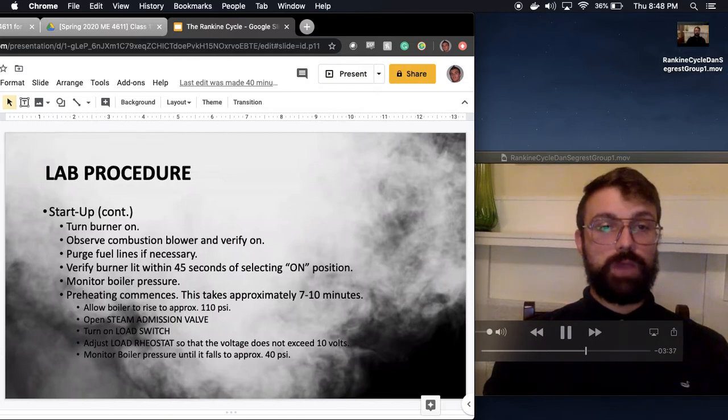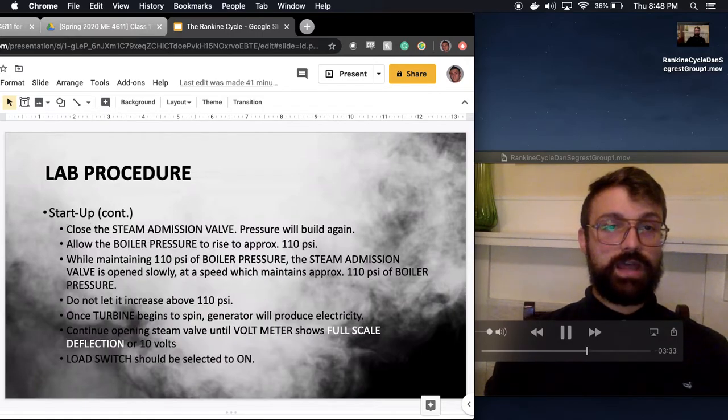Then we are going to monitor boiler pressure until it falls to approximately 40 psi. After that, close the steam admission valve. The pressure will begin to rise again. Allow the boiler pressure to rise to approximately 110 psi.